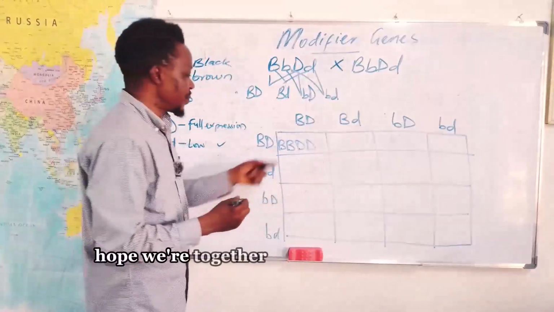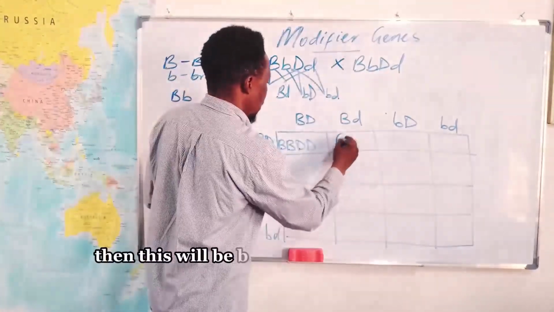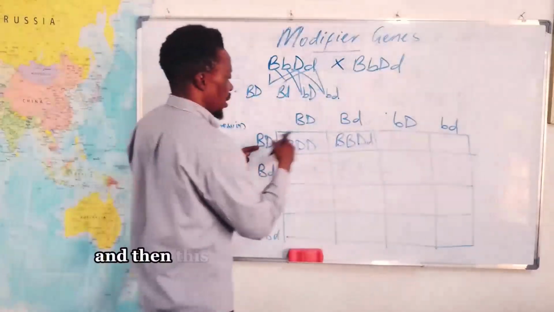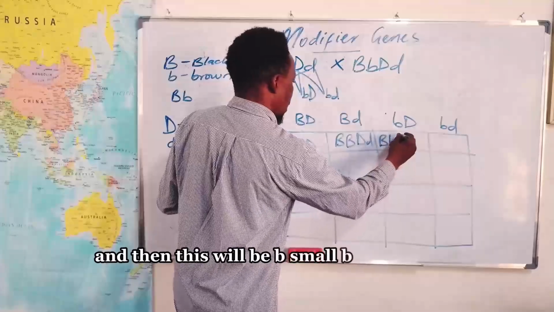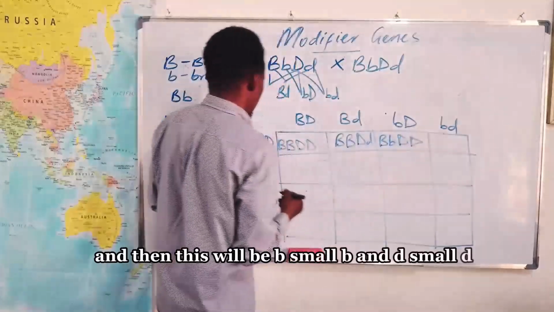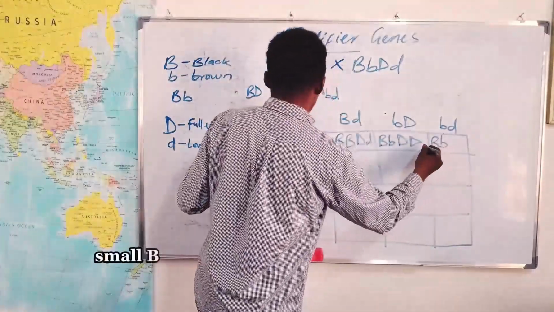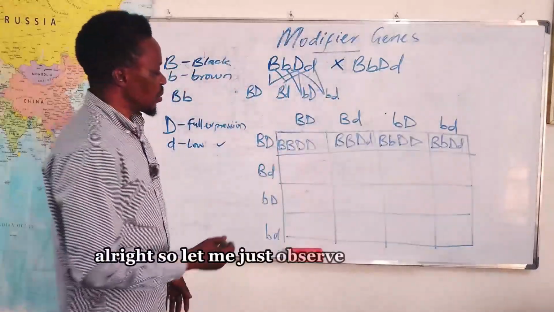Hope we're together. Okay, sorry. Then this will be B B D small d. And then this will be B small b and D small d. And then the other one will be capital B, small b, and capital D, small d. All right. So let me just stop there for want of time.